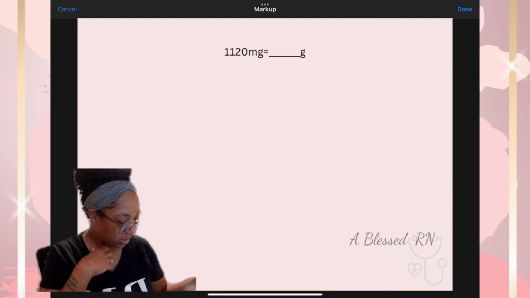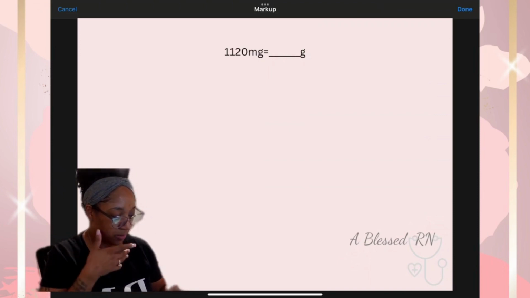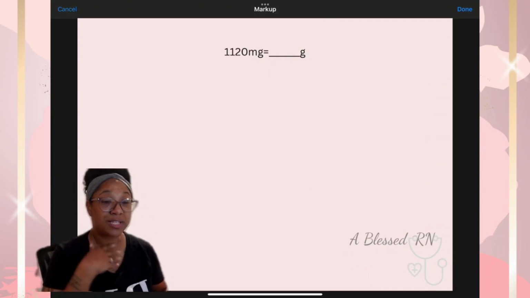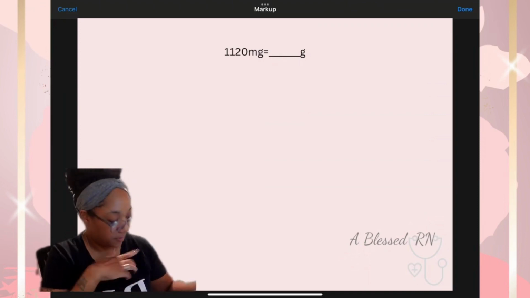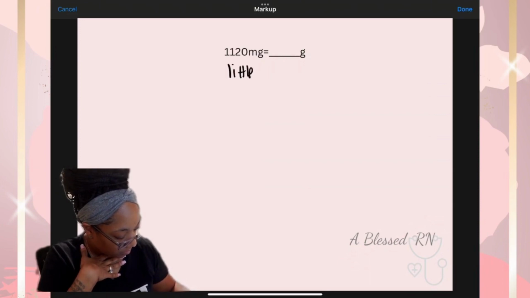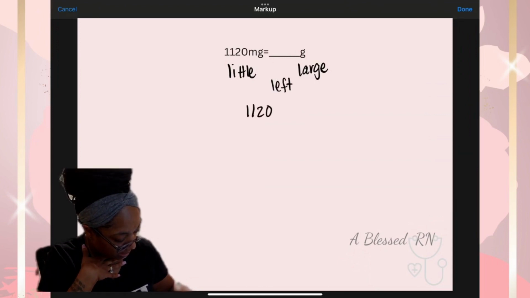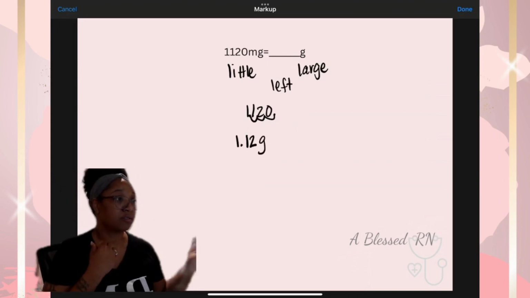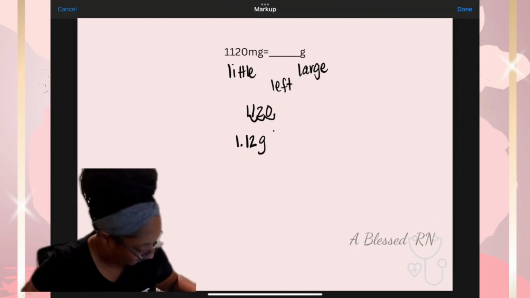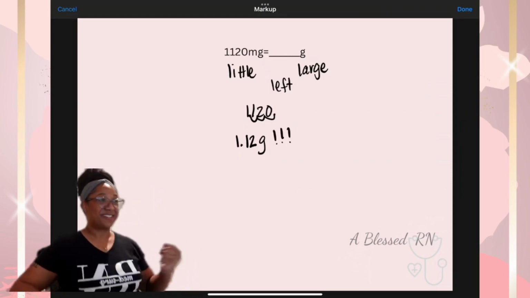All right. 1,120 milligrams equals how many grams? A milligram is smaller than a gram, so we are going from little to large, left. Write it out, put your decimal, and we're going to the left: 1, 2, 3. So 1.12 grams. Yes, Amber, you better put that. Bam, bam, bam.